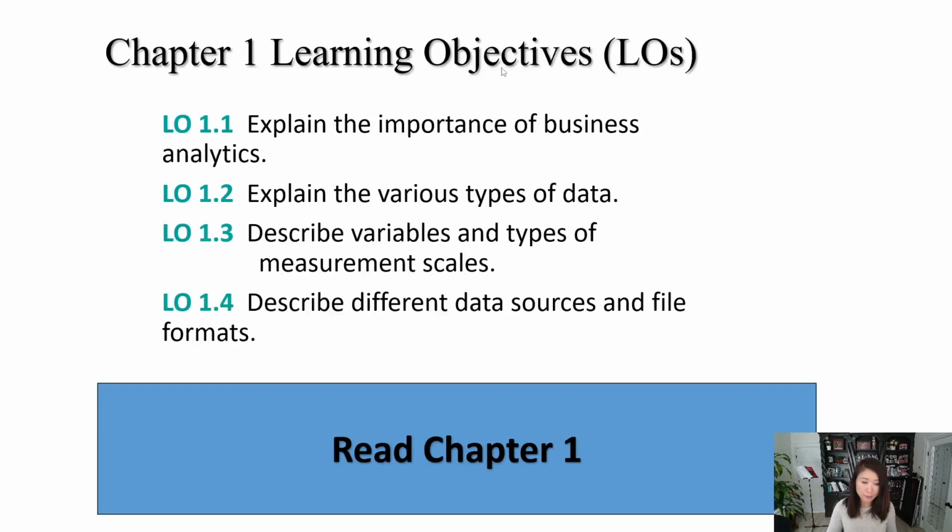The learning objective for this first module is, first, make sure you're reading the textbook, chapter 1. After learning this first module, you will be able to explain the importance of business analytics, so why this is a required course for all business students. Second, you are able to explain the various types of data. Then you will be able to describe variables and the types of measurement scales. You will have a lot of homework assignment questions where, given a variable, you identify what type of variable it is and what type of measurement scale is used to measure that variable. And lastly, you will learn how to describe different data sources and file formats.